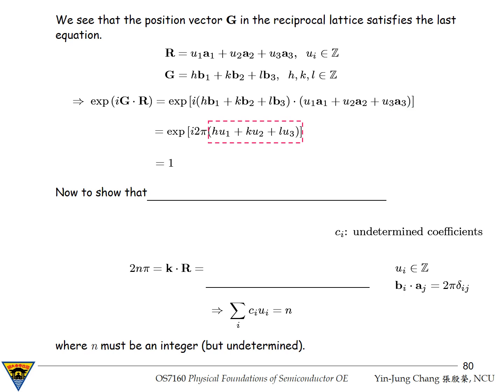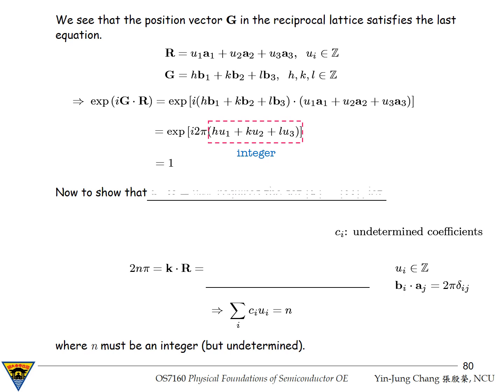Using the defining relation of reciprocal basis vectors, this simplifies to the expression shown here. Since h, k, l and u1, u2, u3 are all integers, the quantity in the parentheses is an integer. Therefore, e^(iG·R) equals 1. It must be equal to 1. So every reciprocal lattice vector automatically satisfies the periodicity requirement. But now we must also show the converse.